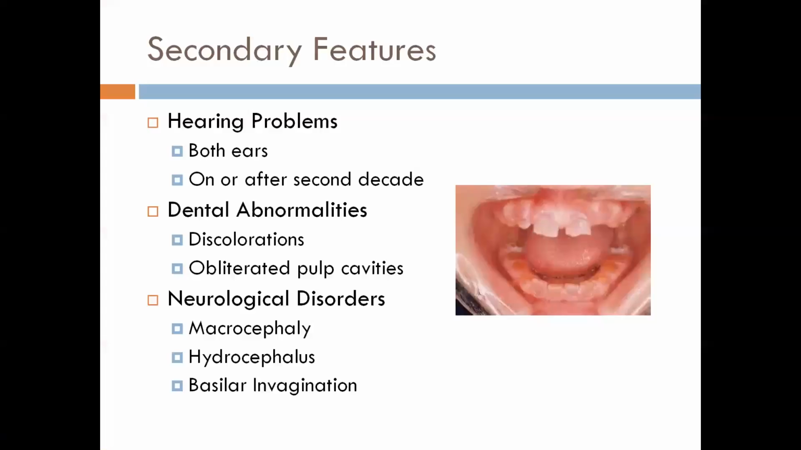A lot of dental abnormalities, like discolorations and obliterated pulp cavities. That picture right there is a picture of a disorder that commonly goes with osteogenesis imperfecta, and it's actually dentinogenesis imperfecta, and it goes along with the discolorations and those pulp cavities. And a lot of neurological disorders end up accompanying this, like macrocephaly, hydrocephalus, and basilar invagination. That last one, basilar invagination, is actually when the base of the skull is indented.